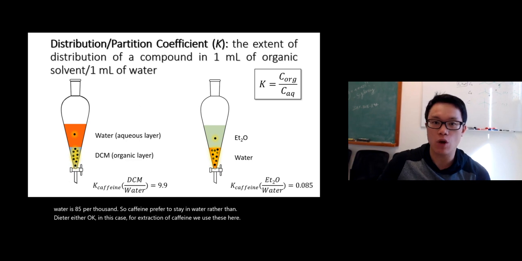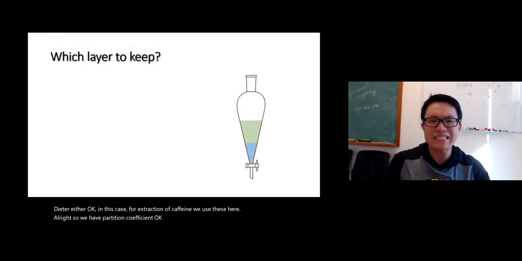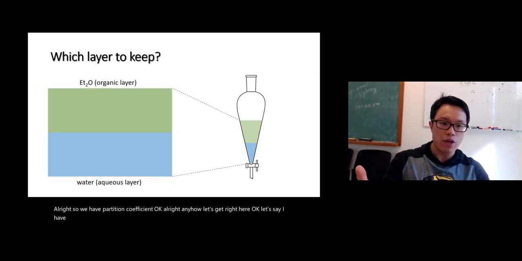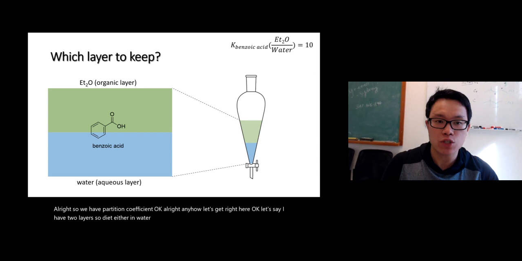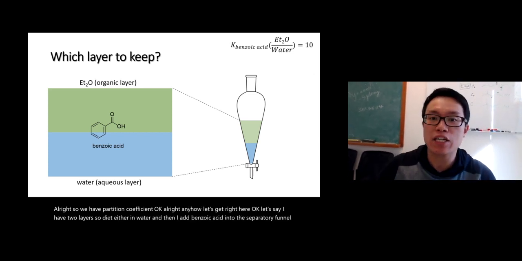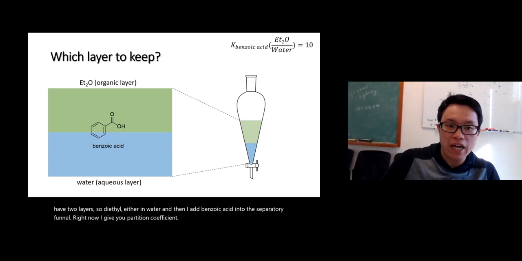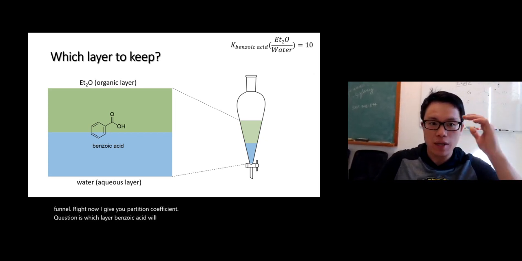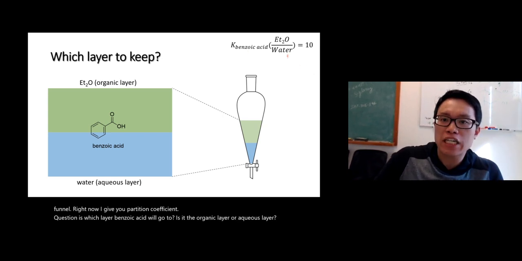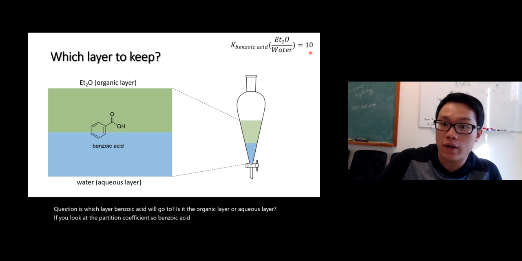So that's the partition coefficient. Let's try a guess right here. Let's say I have two layers, diethyl ether and water, and then I add benzoic acid into that separatory funnel. Now I give you the partition coefficient. The question is, which layer will benzoic acid go to, the organic layer or the aqueous layer? If you look at the partition coefficient, benzoic acid favors diethyl ether by a 10 to 1 ratio.